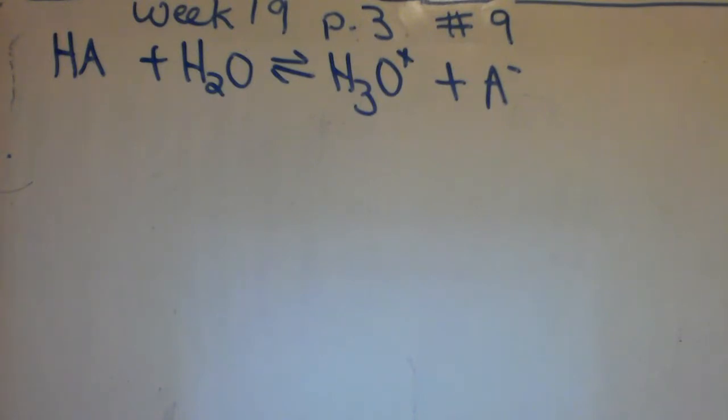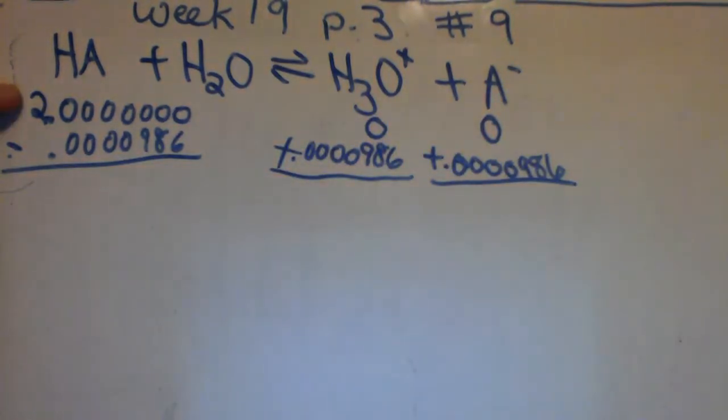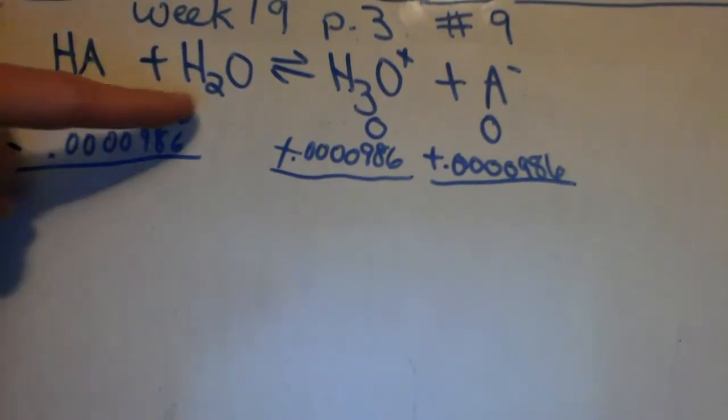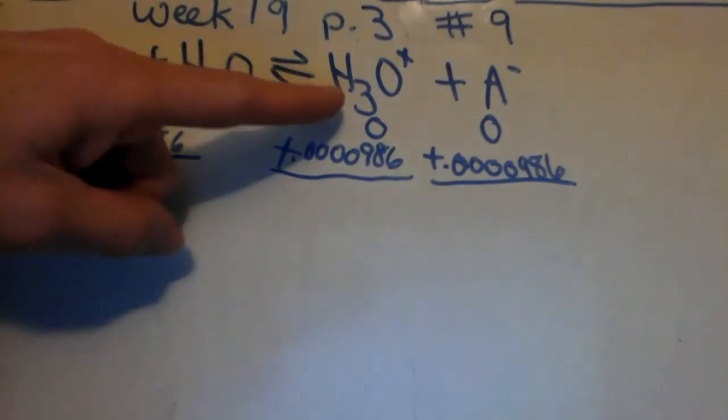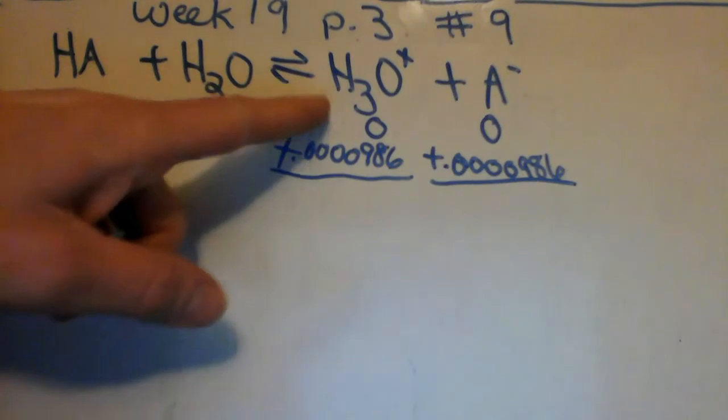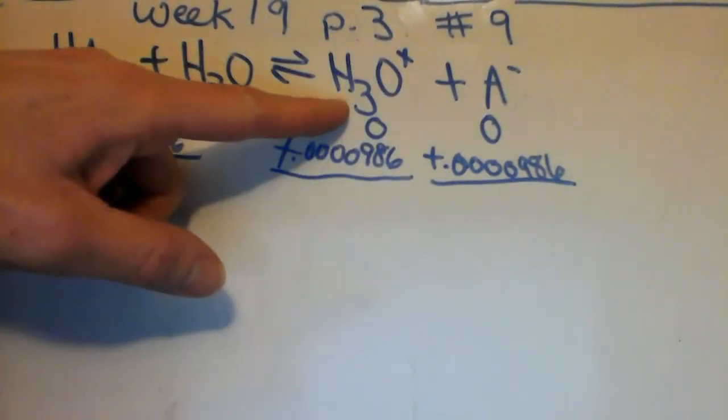Now we're going to write down the initial concentrations of each thing that has been given to us. So the problem told us that the initial concentration of this particular acid was 2 molar. I put a whole bunch of zeros here so that it would be easier to show the subtraction. We're going to subtract the concentration of hydrogen ions, which is going to be the same as the concentration of hydronium, because each hydrogen attaches to one water to make a hydronium.